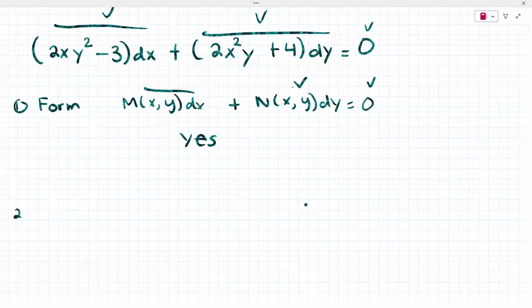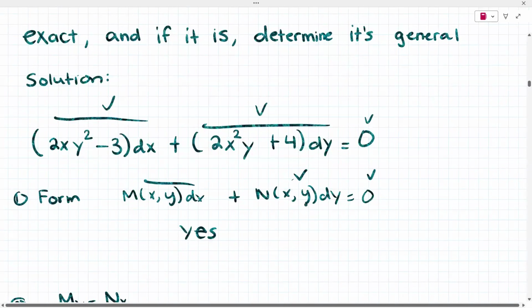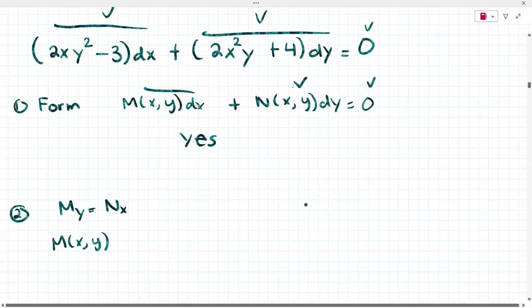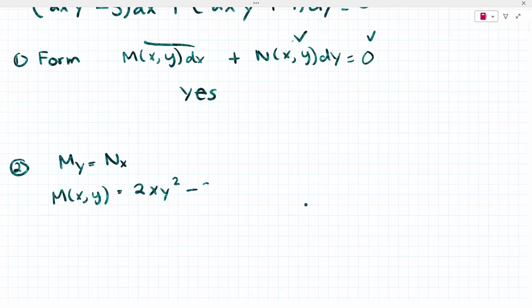Okay, step 2. Does the partial of M with respect to y equal the partial of N with respect to x? So let's first find M of xy. My M of xy is this whole thing, 2xy squared minus 3. And then you just take the derivative with respect to y. Anything that does not have a y is just a constant, right? And that would be 0.